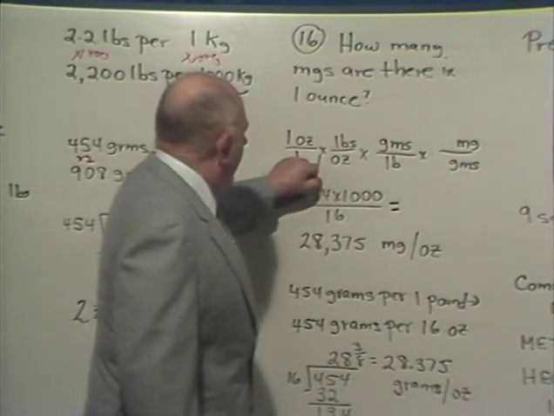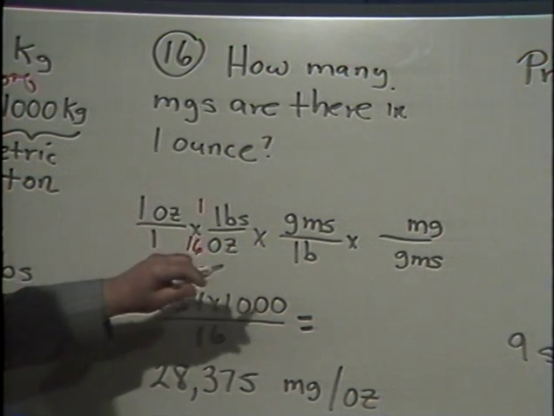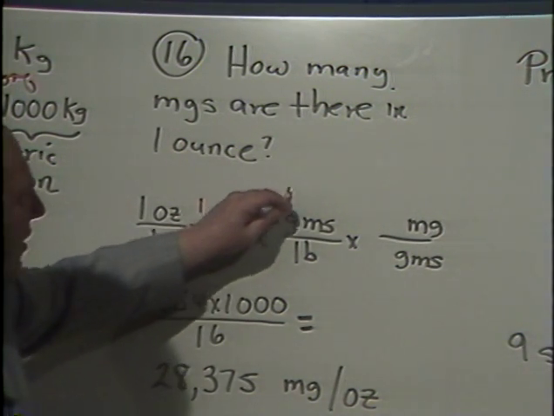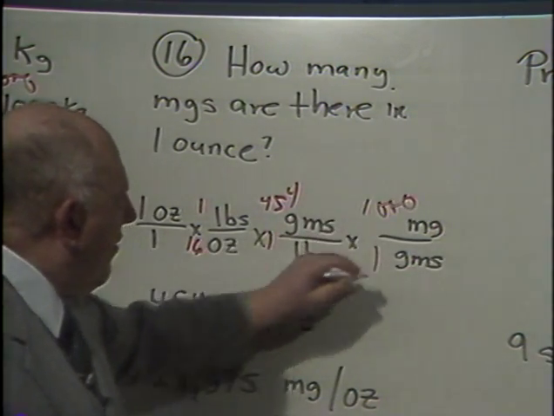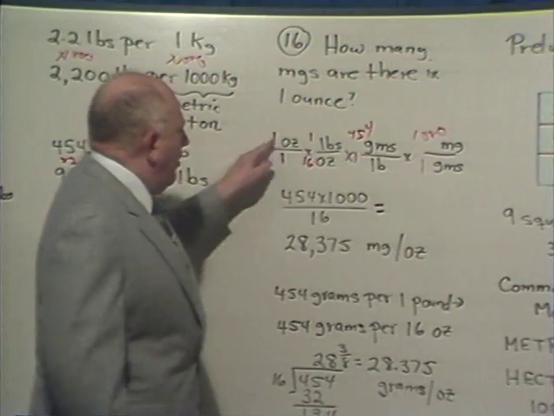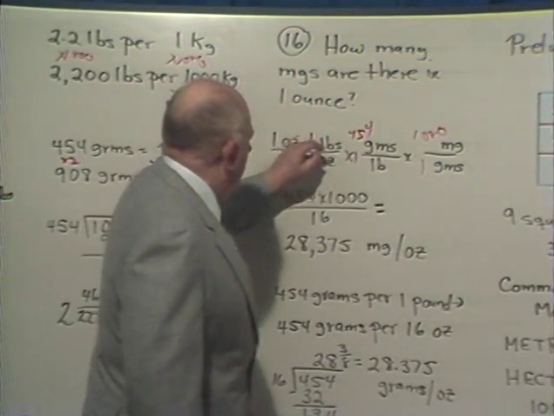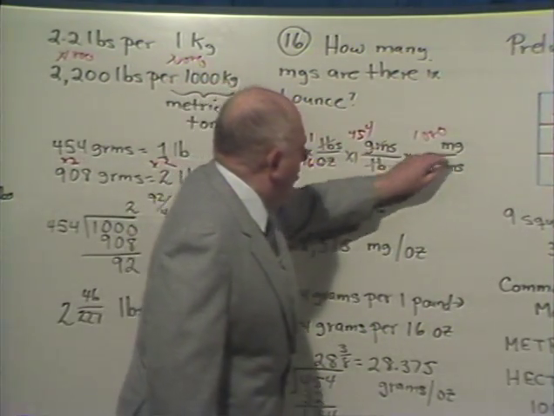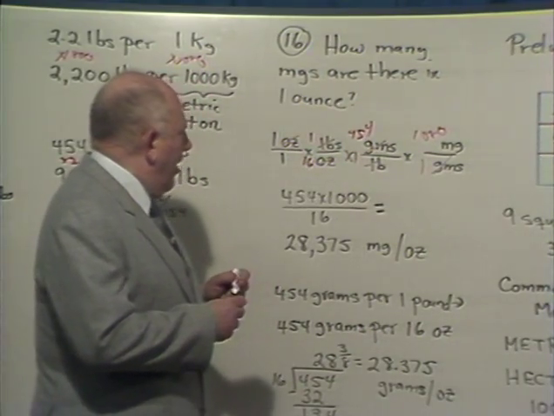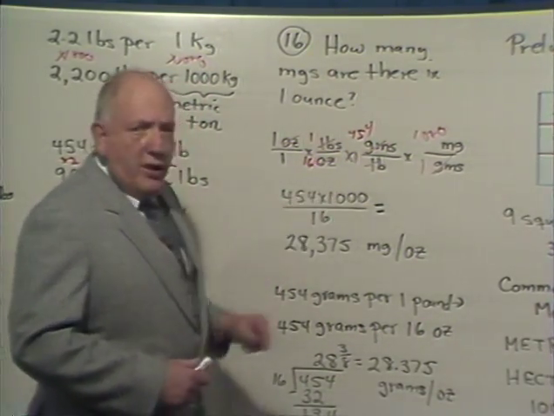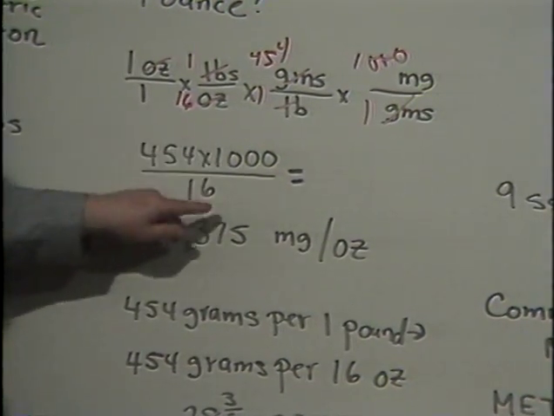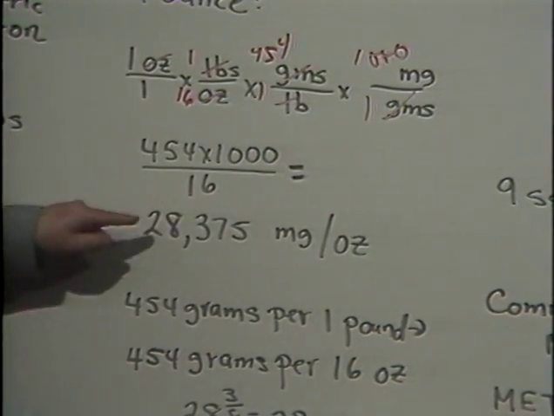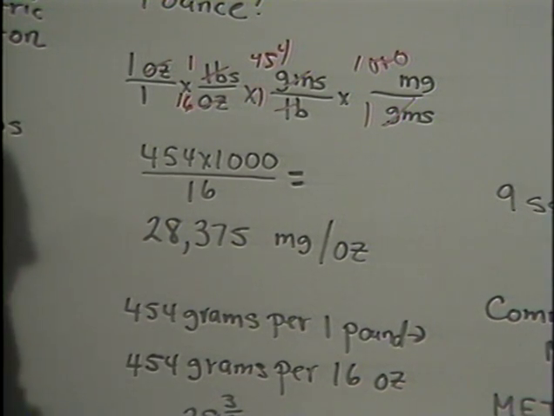I'm speeding up the tempo of the conversions because you should be getting more familiar with them as we go along. See, there's what? 16 ounces to 1 pound, 454 grams to 1 pound, and there's 1,000 milligrams to 1 gram. So let's check the labels again. Ounces cancel, pounds cancel, grams cancel. We're left with milligrams. The numerator is 454 times 1,000. The denominator is 16. 454 times 1,000 divided by 16 is 28,375 milligrams in just 1 ounce.